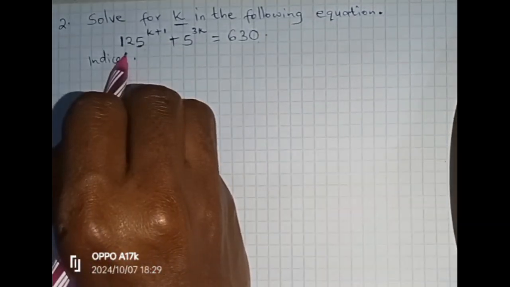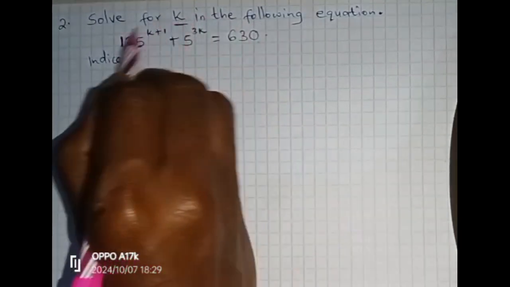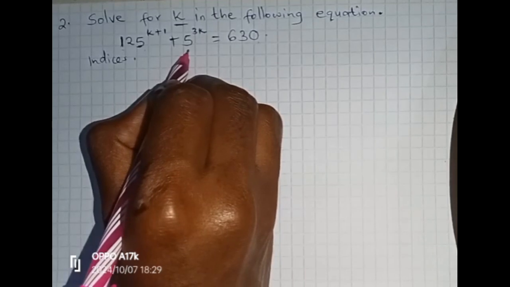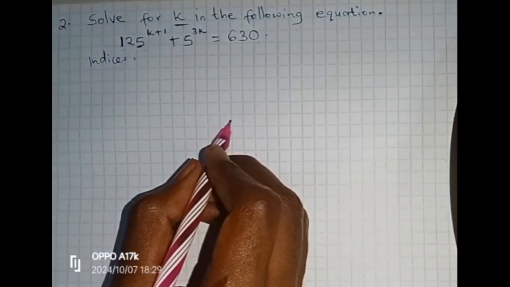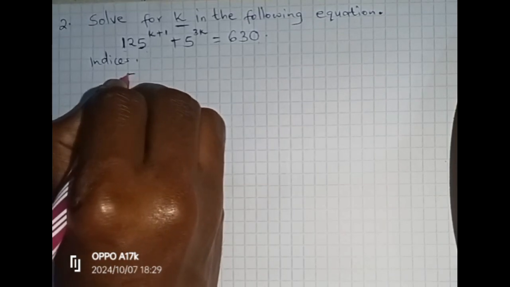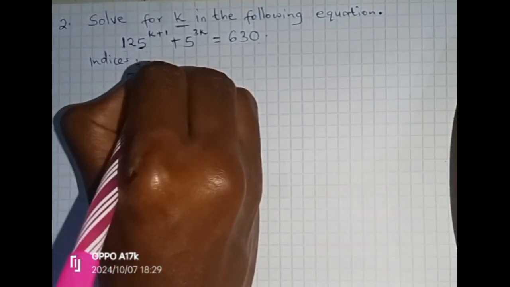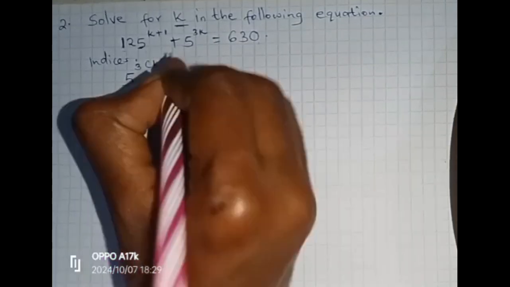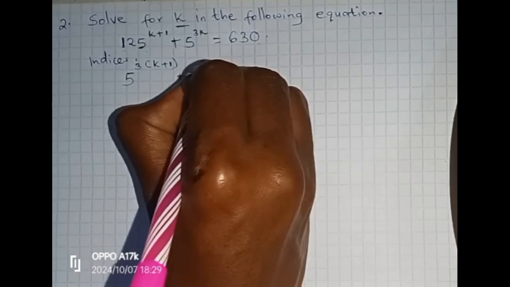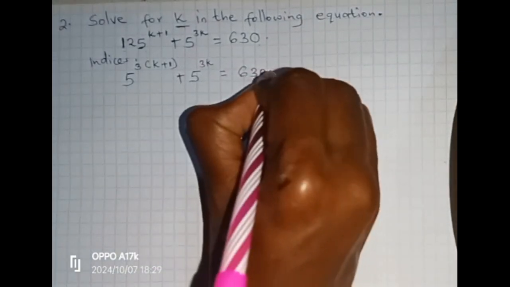The first thing we have to do is to make all of them the same base. Let's make 125 to base 5. It becomes 5 to the power of 3, into k plus 1, plus 5 to the power of 3k is equal to 630.